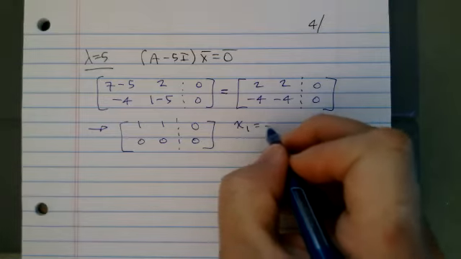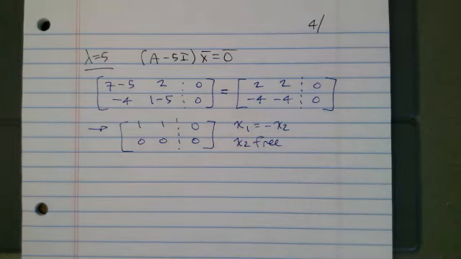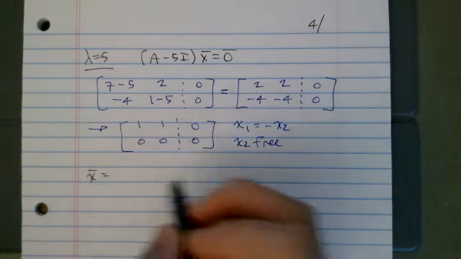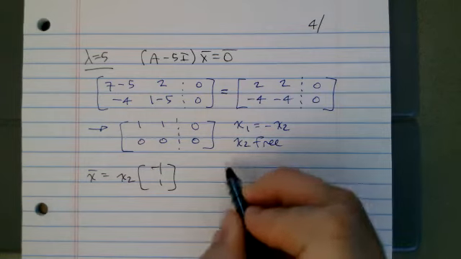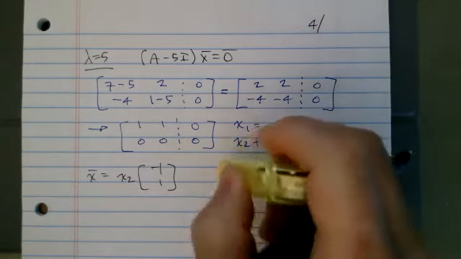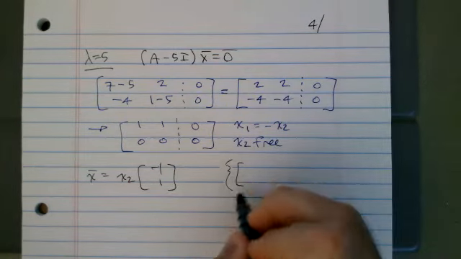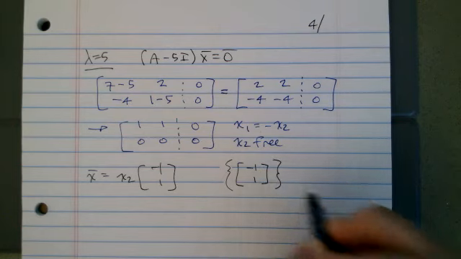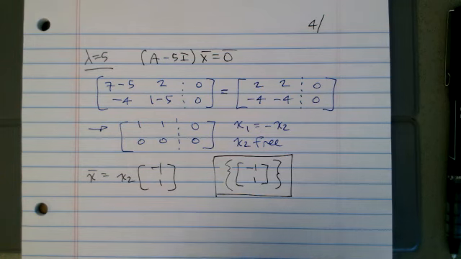So this says that x1 is equal to minus x2, and x2 is once again free. So my vectors in this case are going to be x2 times vector negative 1, 1. So a basis for the eigenspace of A corresponding to lambda equals 5 will consist of this vector, negative 1, 1. So if I multiply A times any multiple of negative 1, 1, I'm just going to get 5 times what we started with. We can check.